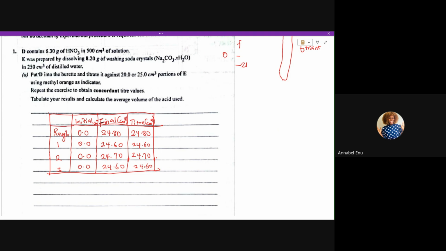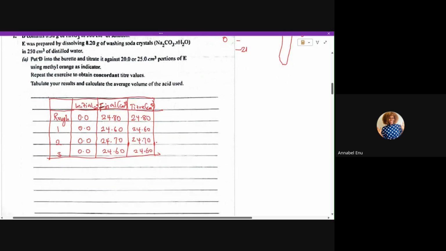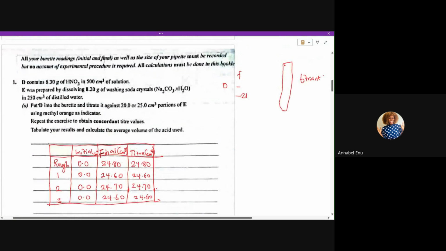Okay, so let's assume we're taking these readings. Now, if you notice, the difference between each of our titers is not more than 0.2. Okay, that is what shows you accuracy in your reading. When you're having readings that have up to one difference, one is 24, the other one is 25, it's not good for you.